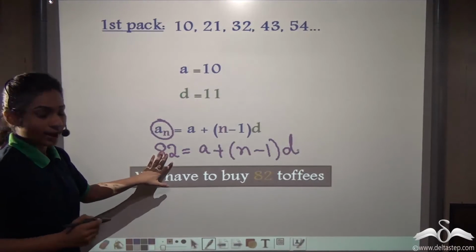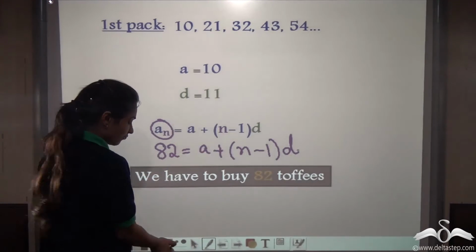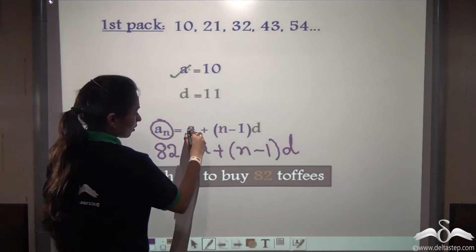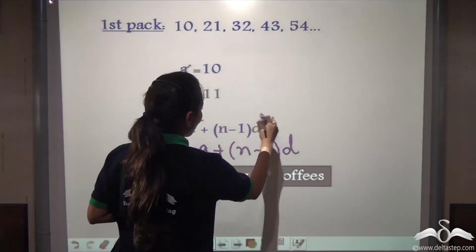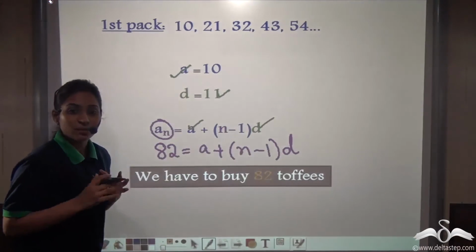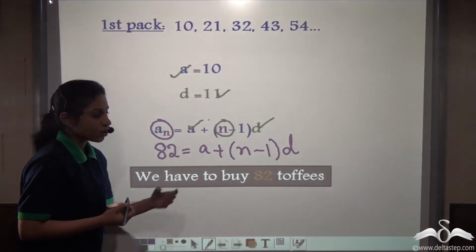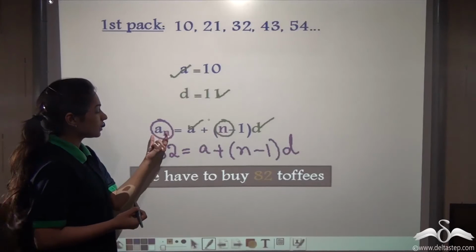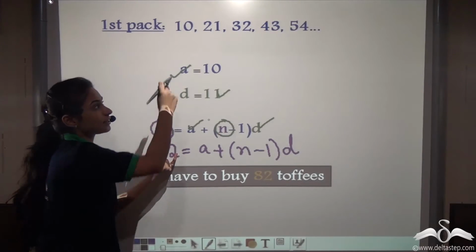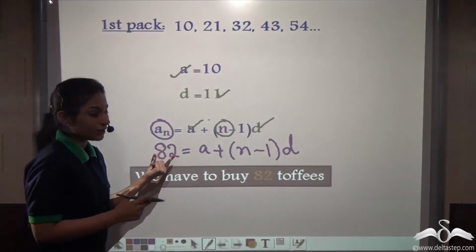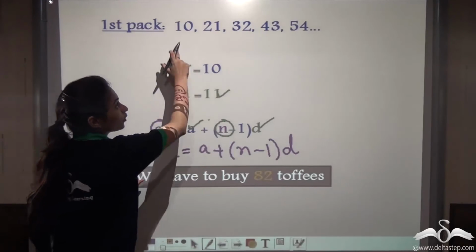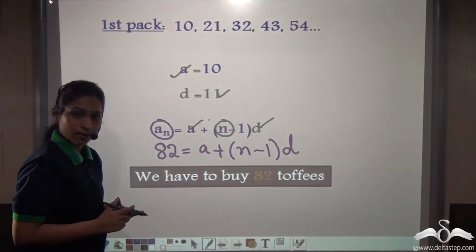So now what we will get? Now we know the a, that is the first term, and we know d, which is the common difference. So what is the variable left with us? The variable left with us is n, right? So n will tell us whether this number falls in the AP series or not. It will tell us the position of 82 in this AP series, right?